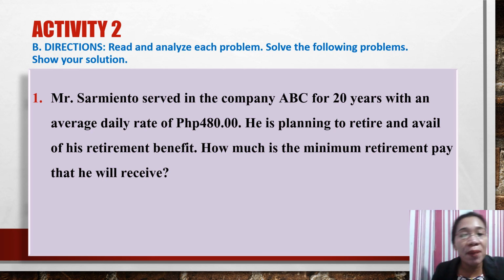So, number 1 problem is Mr. Sarmiento served in the company ABC for 20 years with an average daily rate of 480 pesos, and he is planning to retire and avail of his retirement benefit. How much is the minimum retirement pay that he will receive? Okay, come on guys, compute.